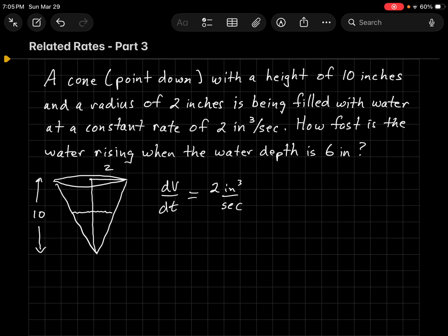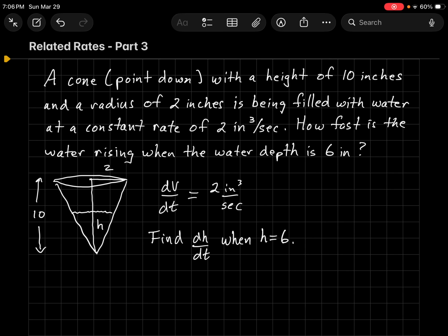We'll get to that in just a bit. And it says, how fast is the water rising? Okay, so I have water, and I have a water depth. Let's call that H. So I'm trying to find dH/dt when H equals 6.